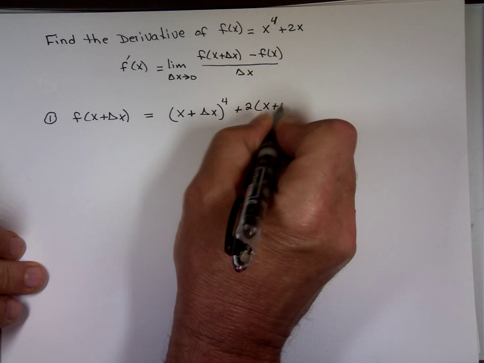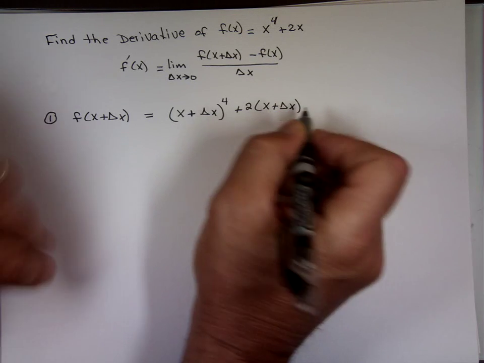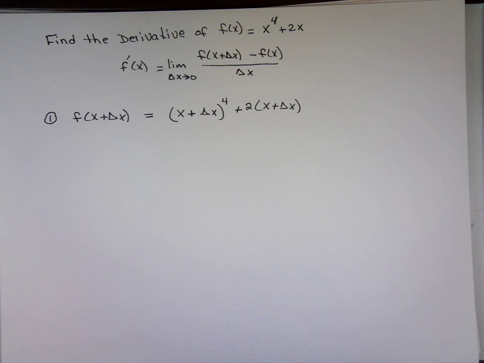Well, I did that on purpose there. Who wants to multiply x plus delta x 4 times? Not me. Nobody in their right mind wants to multiply it 4 times. So why did I put it there? To remind you to use what? Pascal's triangle. Remember Pascal's triangle?